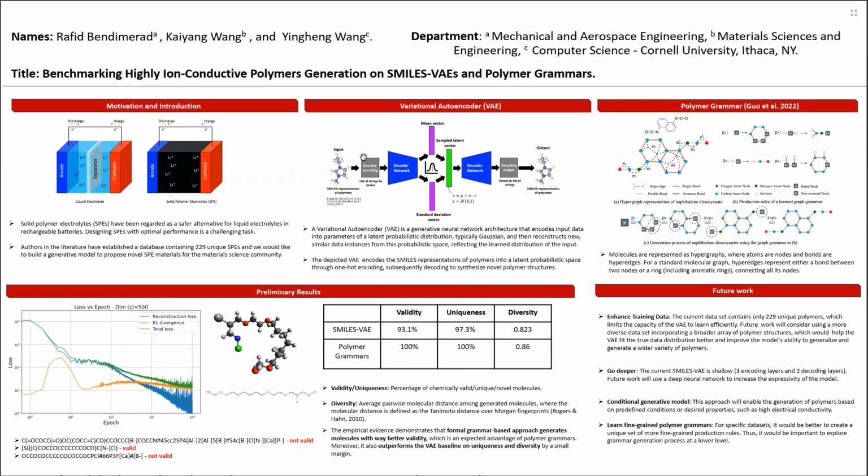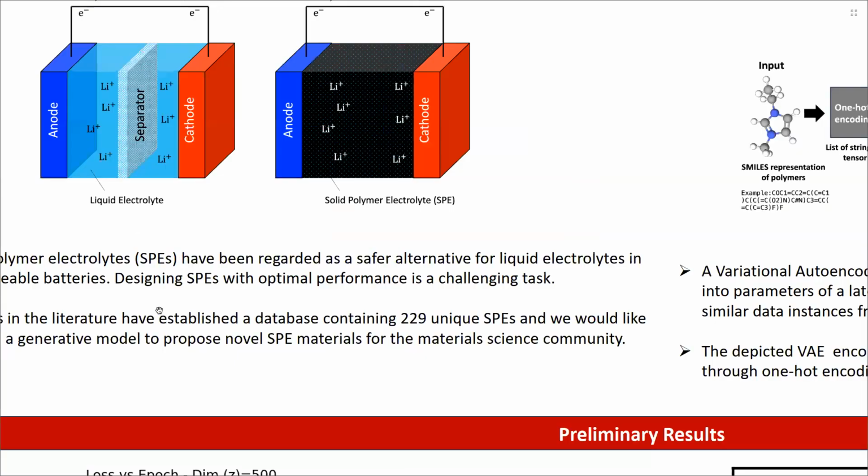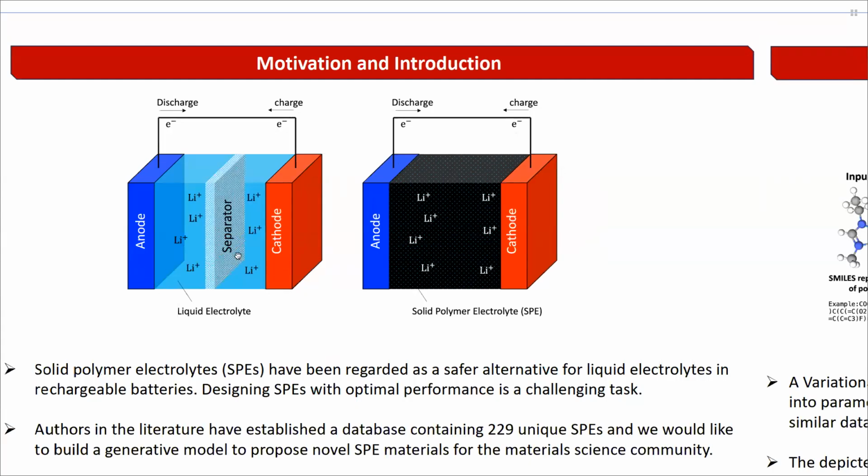Hello, everyone. I am Afid Bandimarad, and today I'm going to talk about the generation of highly ion conductive polymers for application in lithium batteries. A lithium battery consists of an anode, a cathode, and an electrolyte. The lithium ions traverse the separator through this electrolyte.